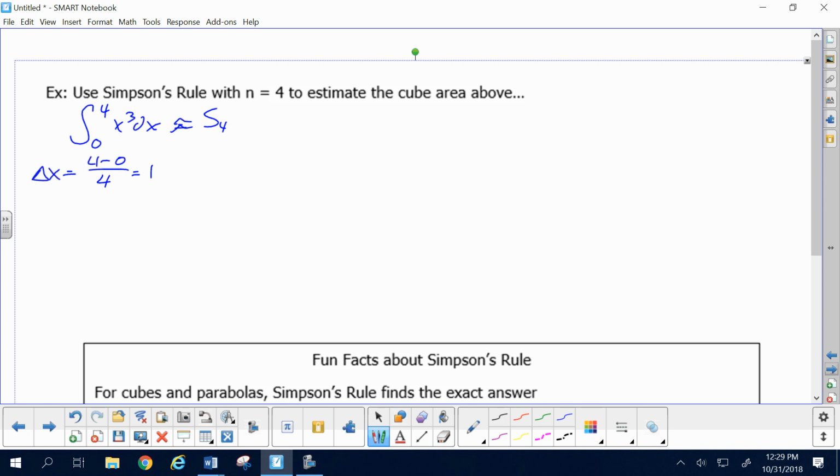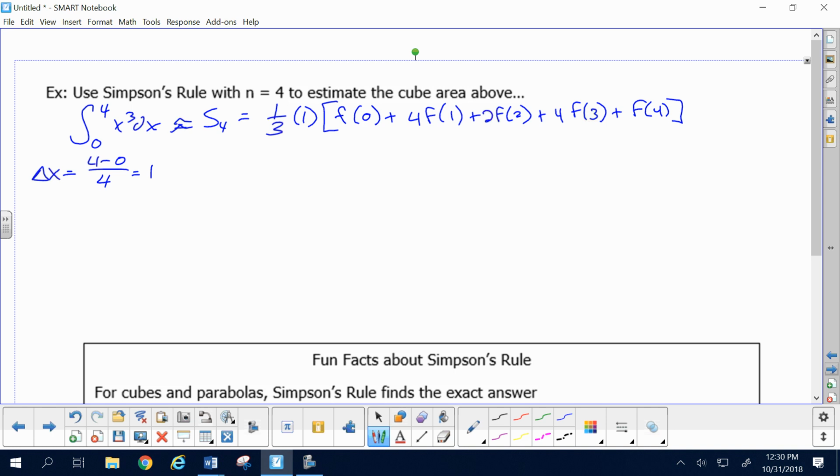By Simpson's rule then, I have 1/3 from the weighted average times the delta x of 1. And inside, I'm going to have f at 0. Now I'm going up by a delta x each time. Delta x is 1. So the next is 4 f at 1. Then it goes down to 2 f at 2. Then it goes back up to 4 f at 3. And then it ends at the right end point, which is 4, and there's a single one of those.